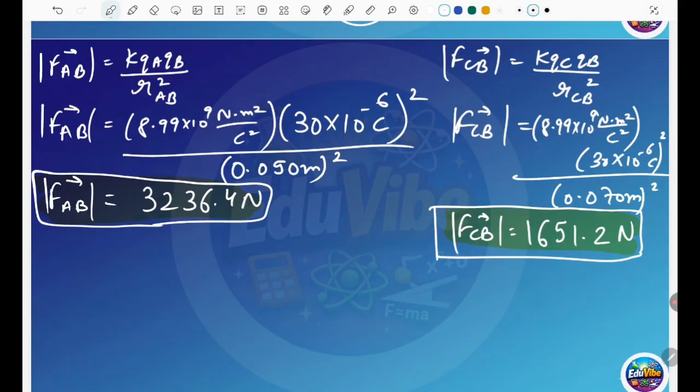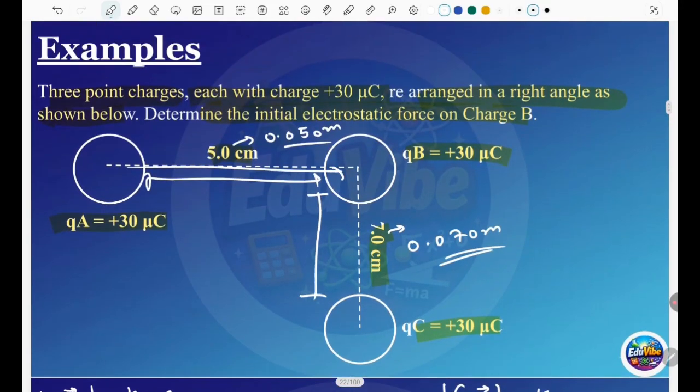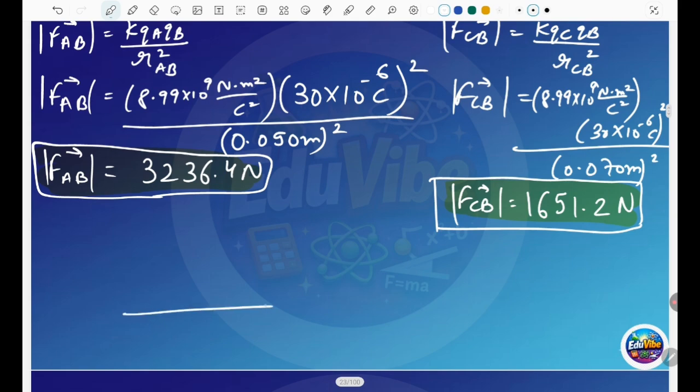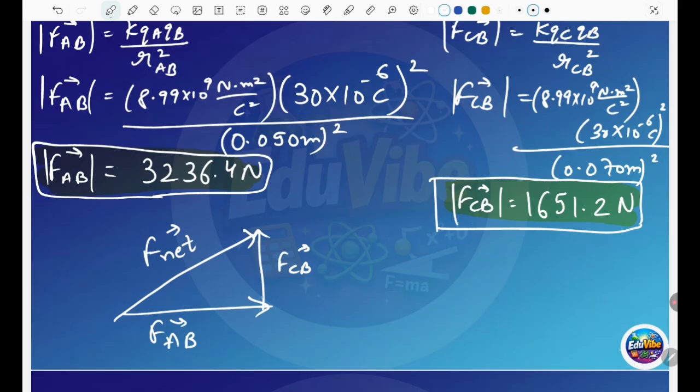Now we have to find the magnitude of the net one, and for this we have to find what our vector looks like. So first, the force goes from A to B, and this goes from C to B. So from A to B we have it like this. This is the force from A to B, this goes from C to B, and this is our net one. Since we have a right angle, we also have to find theta. What is that theta? So first we find the net one, then we find that theta.